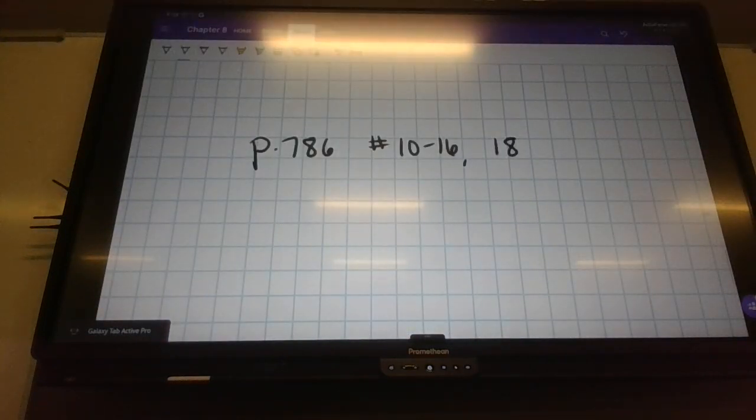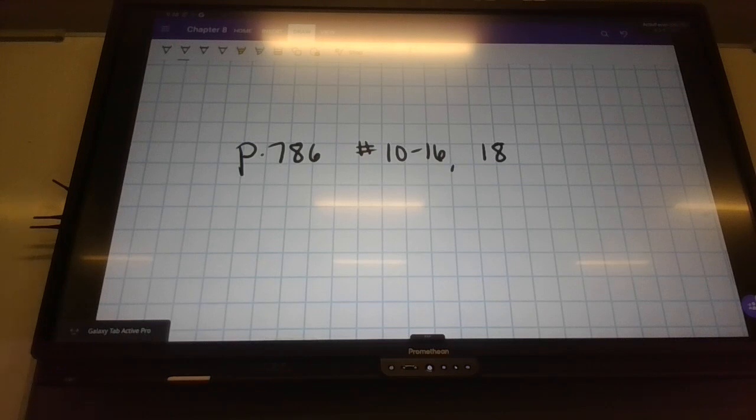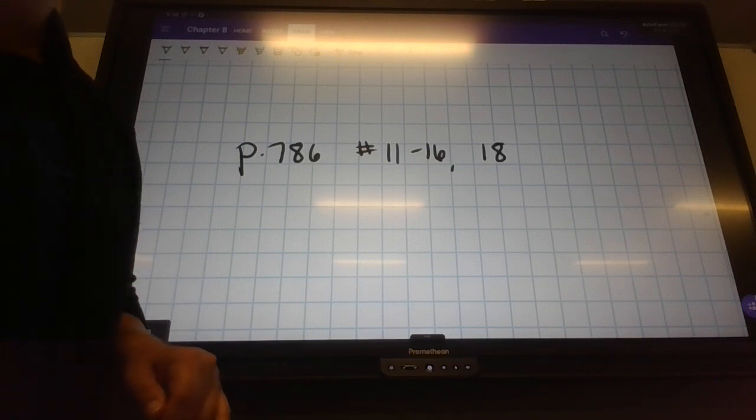You're working today on page 786. Oh, we already did 10. Right. 11 through 16 and 18. We've got lots of time to do it. I'll make it available online in about 10 minutes.